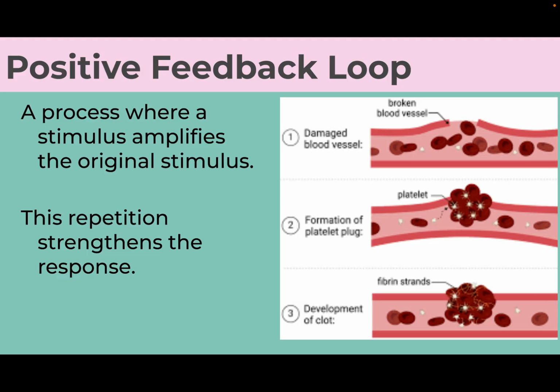An example for you to write down is blood clotting. So if there's damage to the blood vessel, that's going to be the stimulus. It is going to send a message saying, we need platelets, we need to clot. The body will get that message, and the effector here will be the development of a clot. So platelets and fibrin strands will come together to form a blood clot. The more the blood clots, the more the signal is sent, creating that actual blood clot. That's that repetition.